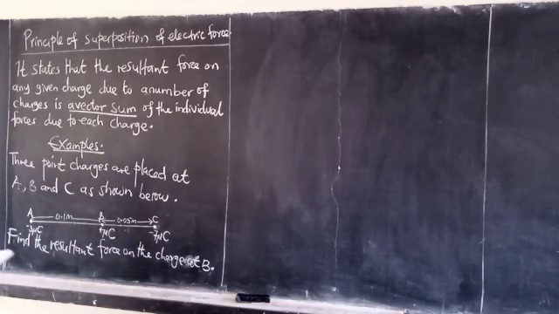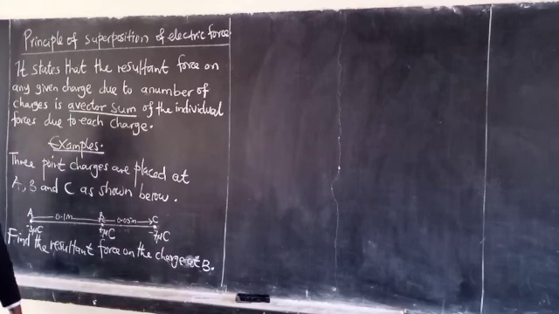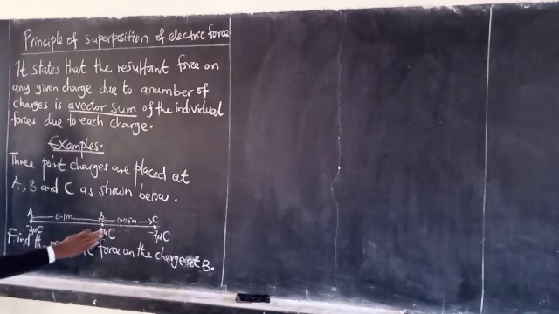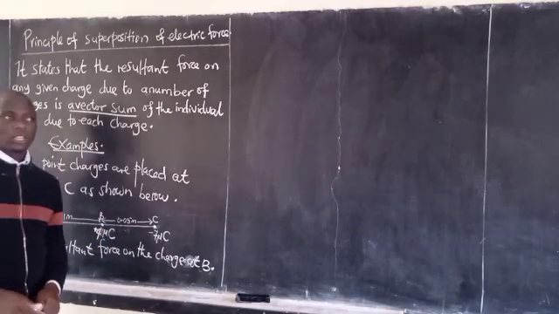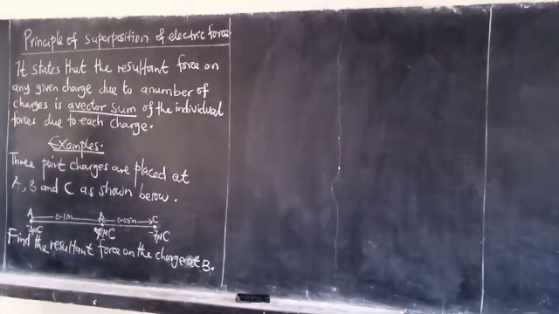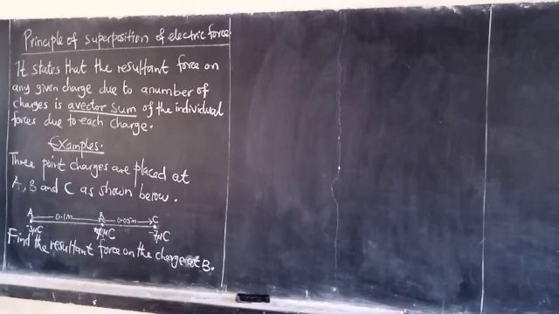Yes, this is our question. Three point charges placed at points A, B, and C are shown here. This is point A. We have a charge of -3 microcoulombs. This is point B. We have a charge of +4 microcoulombs. And then at point C, we have a charge of -7 microcoulombs. This distance from here to here is 0.1 meters. This is 0.05 meters. Find the resultant force on the charge at B.